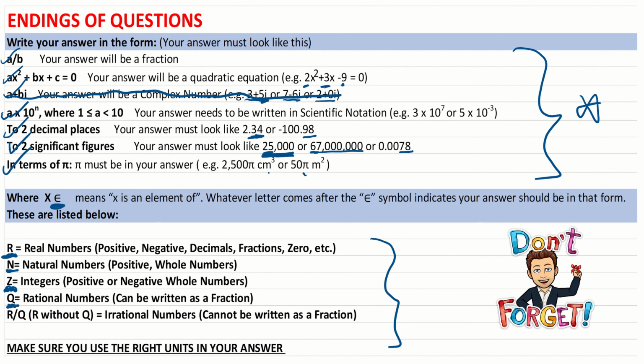Q are your rational numbers, so they can be written as a fraction. We've seen pi up here. Pi cannot be written as a fraction, so pi would be irrational. That's the next one. That's your real numbers without your rational numbers. In other words, your irrational numbers, the ones that cannot be written as fractions. So I'll probably do a video on the differences between all of these, but you do need to know your definitions of those.